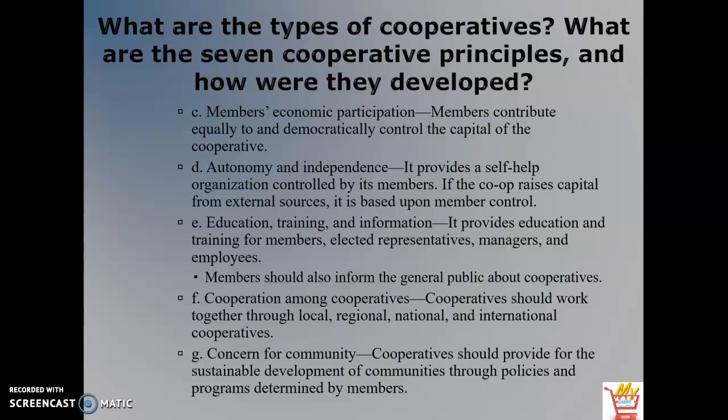The fifth one is education, training, and information, meaning that the cooperative provides education and training for its members, its elected representatives, managers, and employees. Basically, training opportunities for the people involved in the cooperative.